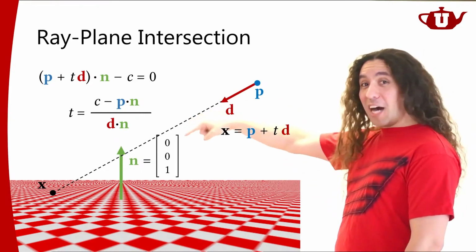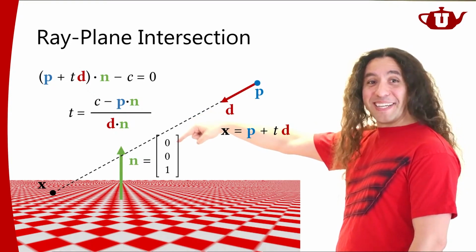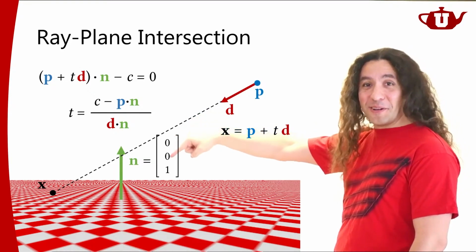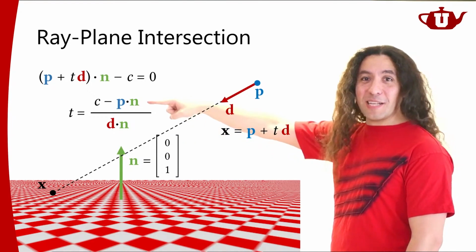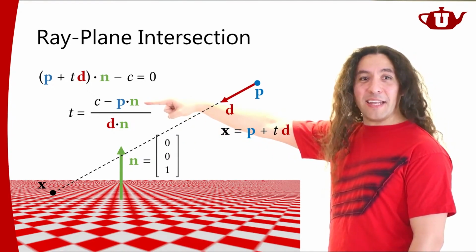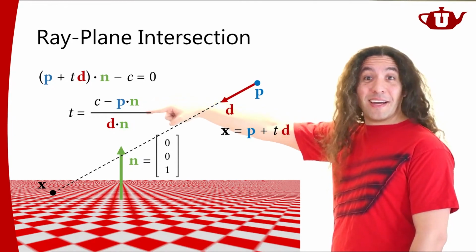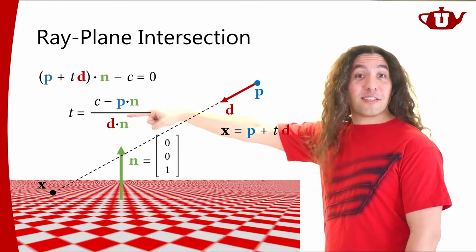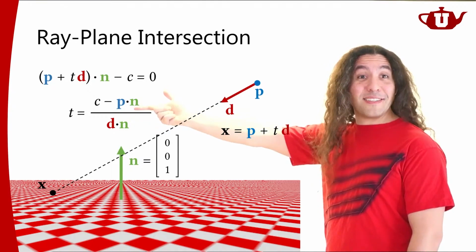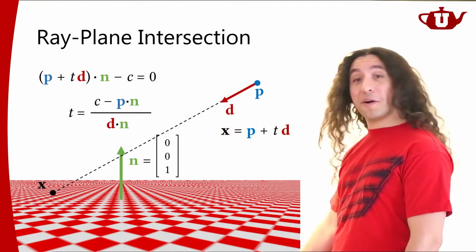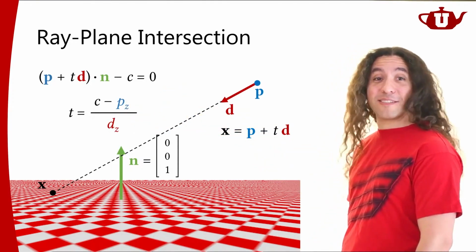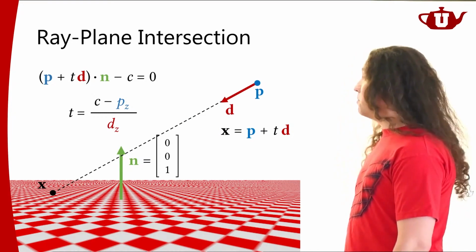In this case, the dot product simplifies a little bit, right? Because I have 0, 0, 1. So this dot product of p dot n will give me just the z component of p. And this is going to give me just the z component of d. Right? So it's going to be just this. Fairly simple.